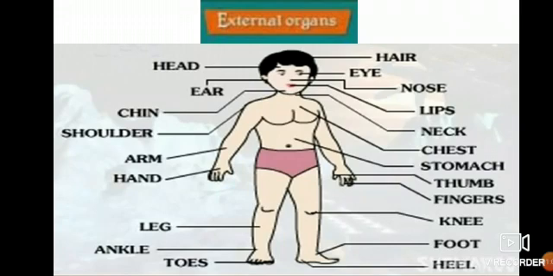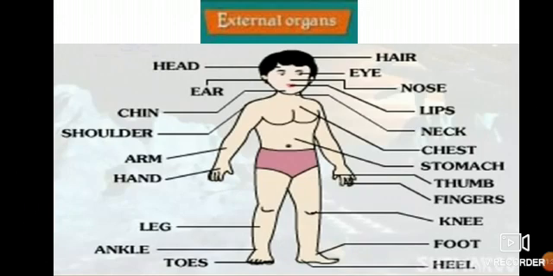But they are also known as external organs. Now what do you mean by external organs? These are the organs which are outside the body and we can see with our own eyes about our own organs. So they are known as external organs.